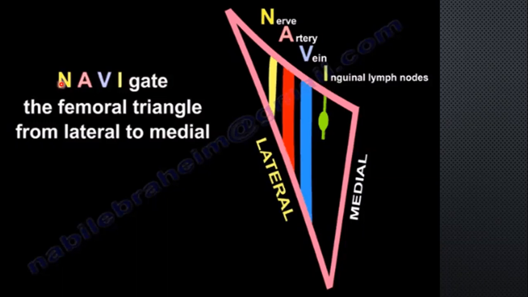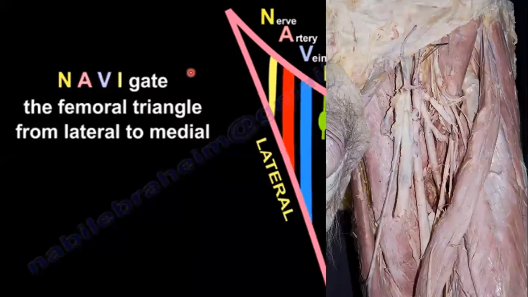To memorize the contents and their relation with respect to each other, the NAVI mnemonic can be used. Okay, N for nerve, A for artery, V for vein, and I for inguinal lymph nodes and the lymphatics, starting from lateral to medial. Okay, this is the cadaver, and in the cadaver you can see this is the femoral nerve, this is the femoral artery, and then the vein. This is the vein, and somewhat you can differentiate the lymphatics. They can also be seen, the lymphatics and the lymph nodes.